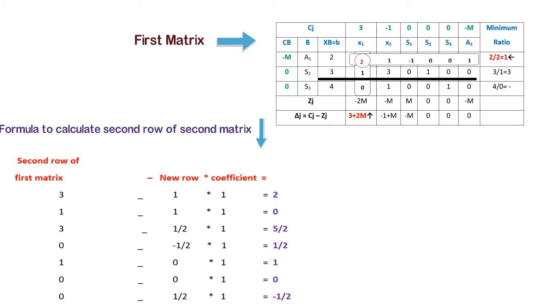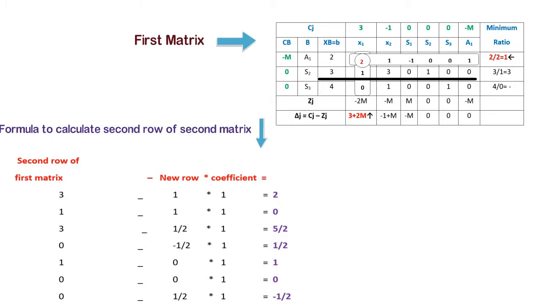Now consider the second row of the first matrix. Write down the second row vertically, that is 3 1 3 0 1 0 0, minus the new row, that is 1 1 1 upon 2 minus 1 upon 2 0 0 1 upon 2, that you have seen in the previous matrix, into coefficient. Now what is the coefficient? Whatever column we have selected, in that the second element, since we are finding the second row, we have to consider the second element from the column, that is 1. So here the coefficient is 1.